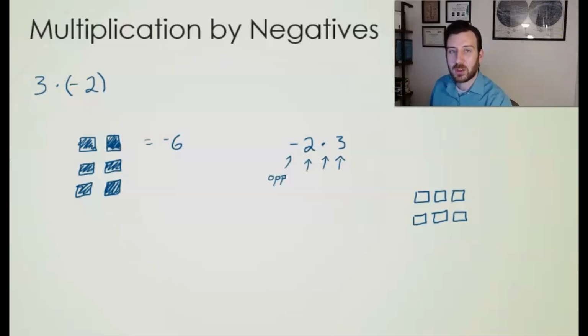Well, the opposite of two groups of 3 would be that if these are all positive blocks, or we can think of them as piles viewed from above, then the opposite of that would be turning them into wholes or anti-blocks. So we'll just fill them all in. That gets us negative 2 groups of 3, which is the same thing as 3 groups of negative 2.